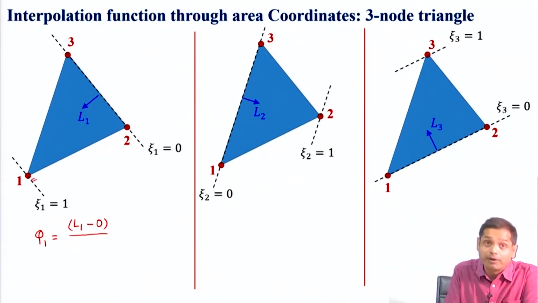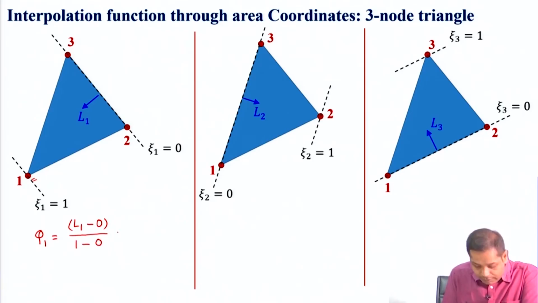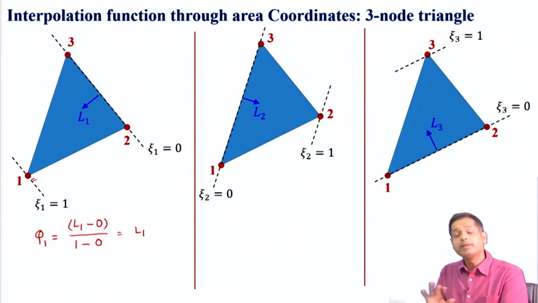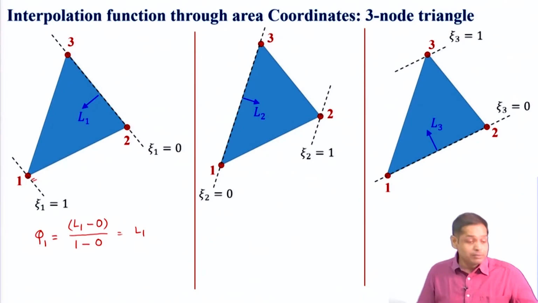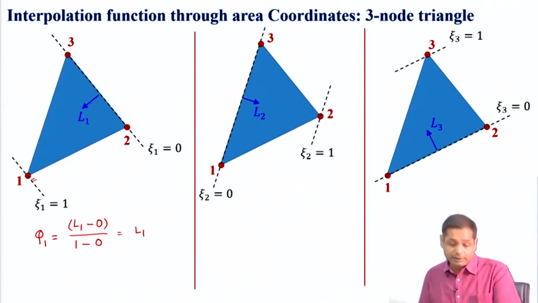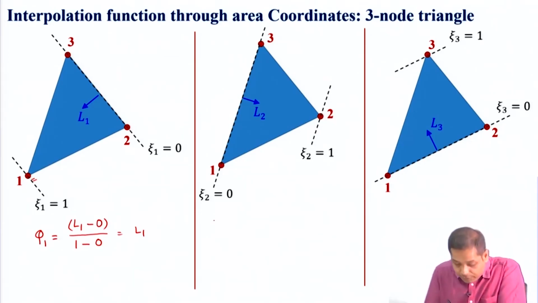At this point we want to evaluate this shape function, so coordinate of this node minus coordinate of this node means 1 minus 0. This is equal to L1. So phi 1 is equal to L1. We have seen that phi 1 is equal to L1, but the same thing can be written from that expression as well. Similarly, let us find out phi 2.